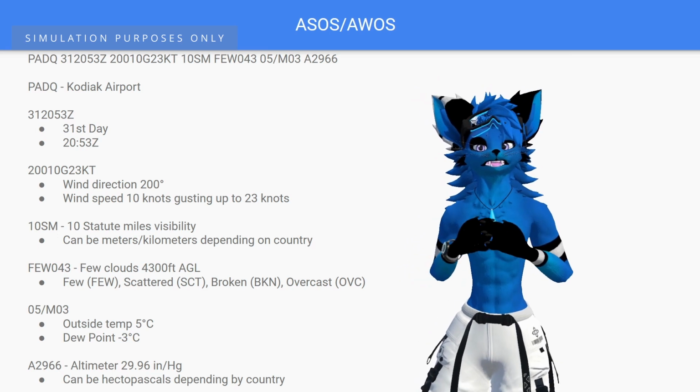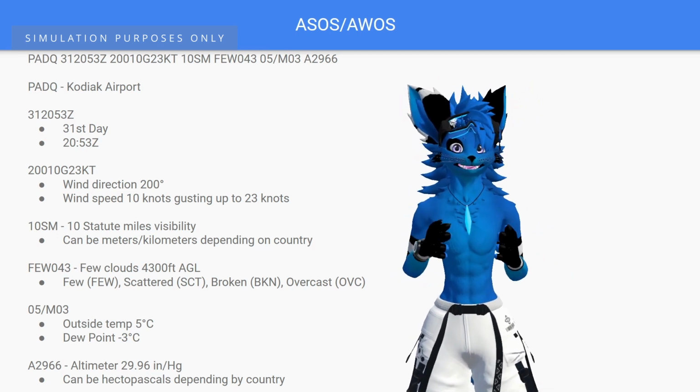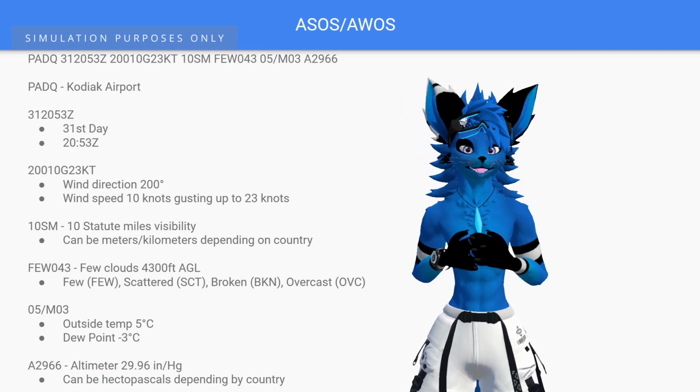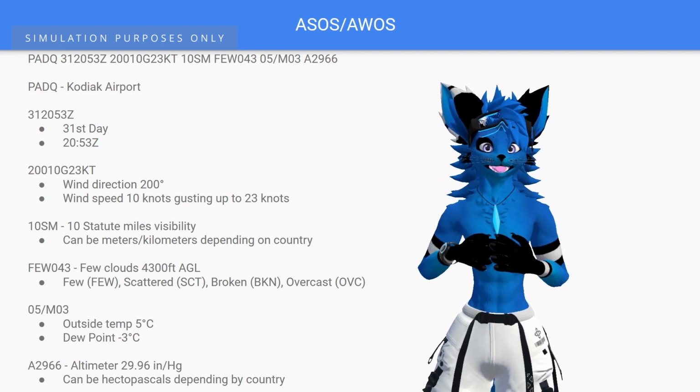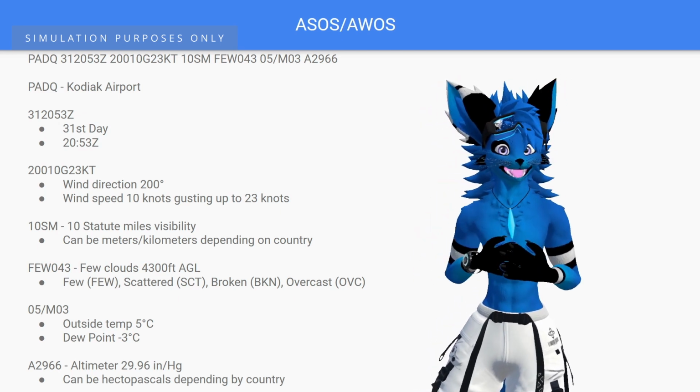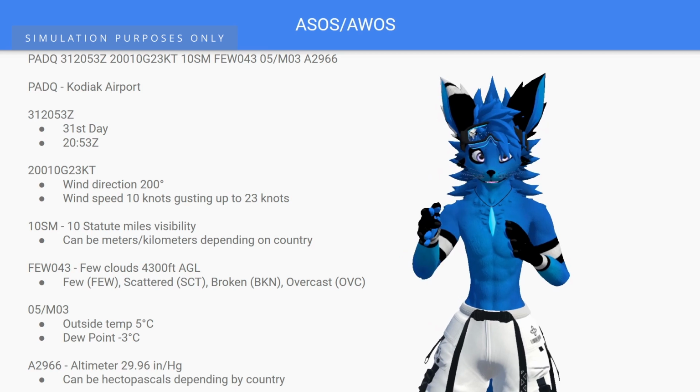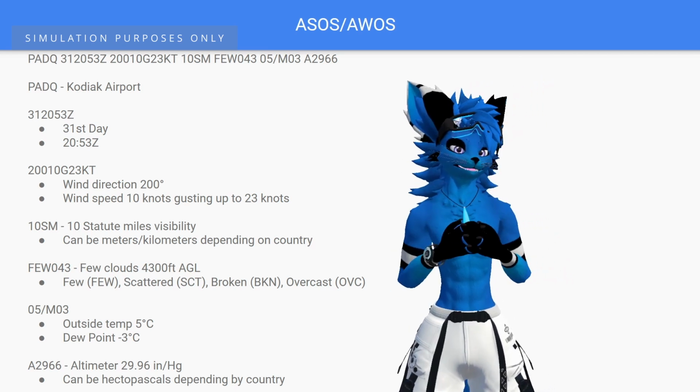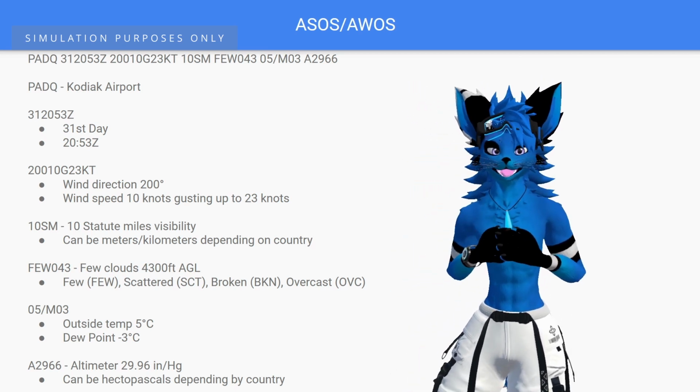10 SM is our visibility. The SM means it's in statute miles. There's a couple of different ways that you can get a visibility report. Depending on country, it can be in statute miles, it can be in meters, it can be in kilometers. That's how far ahead of you that you are able to see. At Kodiak, we can see 10 statute miles ahead of us.